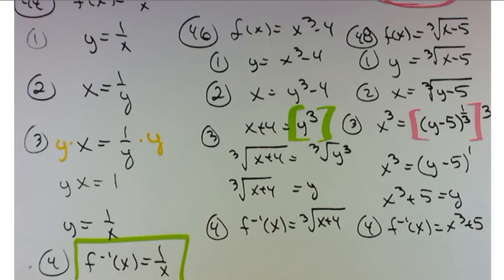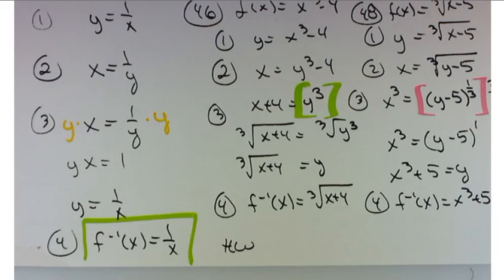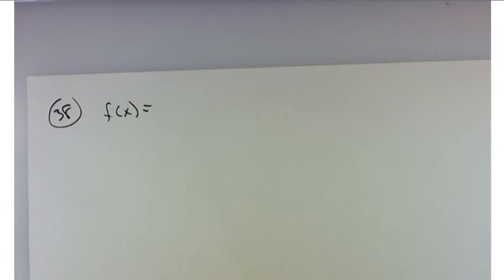Great, so let me give you some homework then. So for homework, oh, got another question? Yeah, sure. One more? Sure. How about problem number 38? f of x is x over 3 minus 1 over 3.